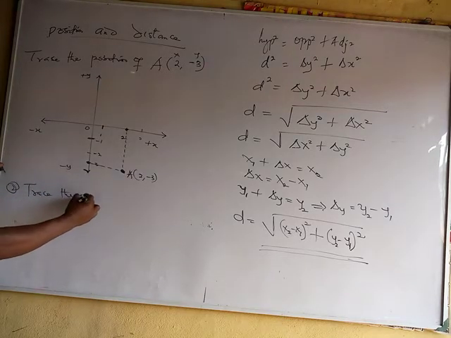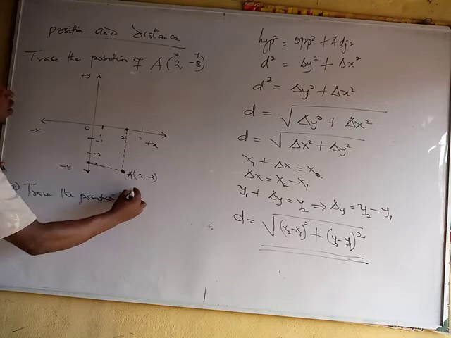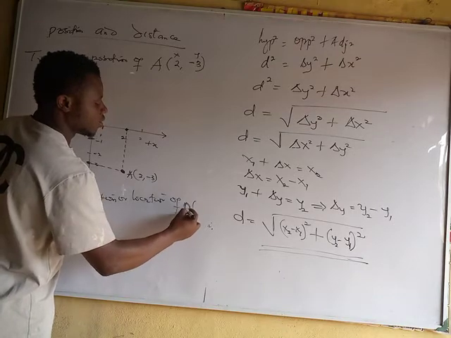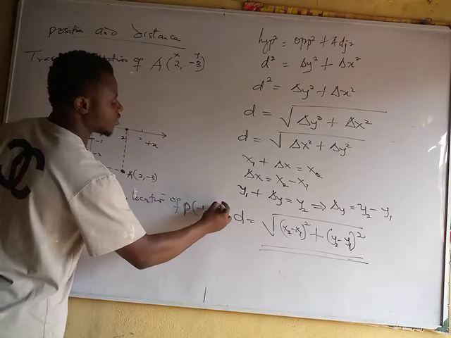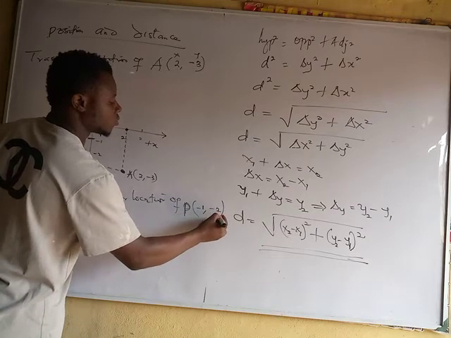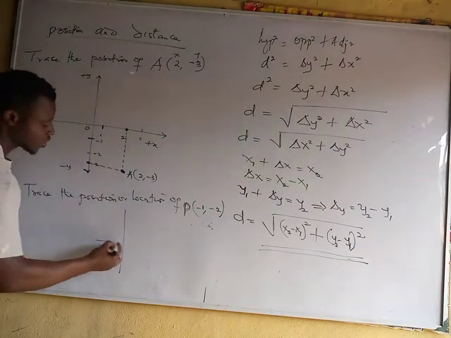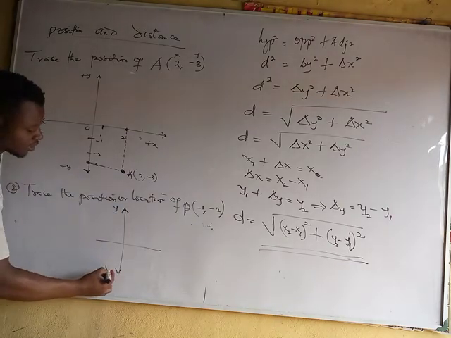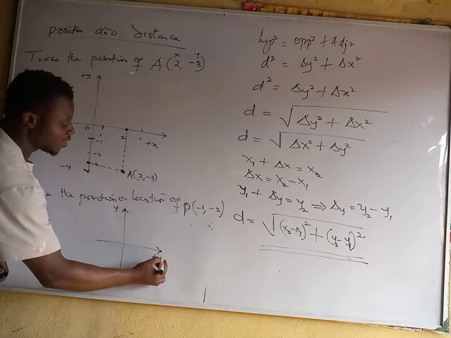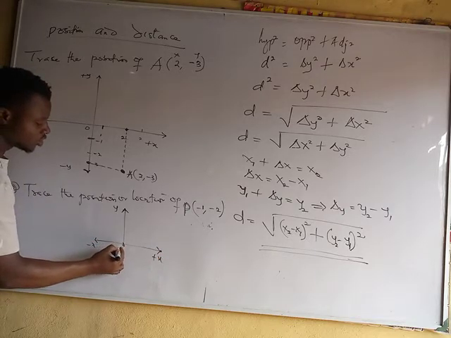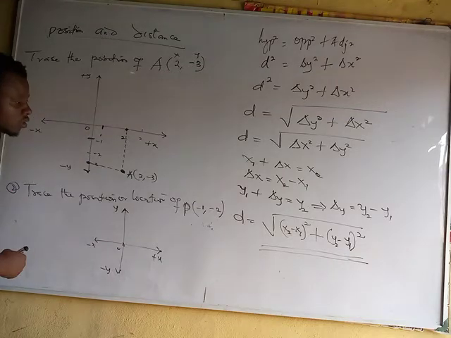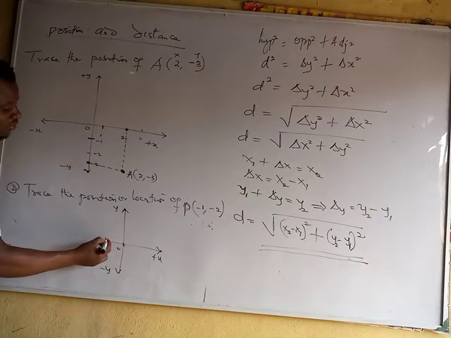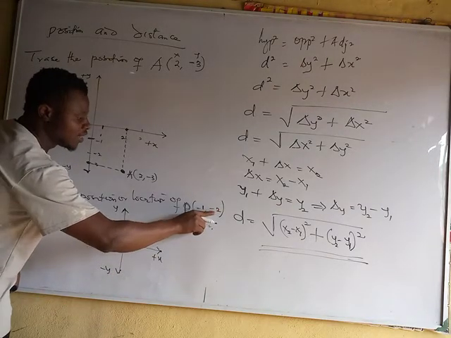Now, if I have question number 2, trace the position or location of P equal to minus 1 and minus 2. How can we trace it? You can see this is your positive Y. This is our negative Y. This is our positive X. This is our negative X. This is the origin. Being the origin, this is our negative X, so we can find it on the negative side. And this is our negative Y.